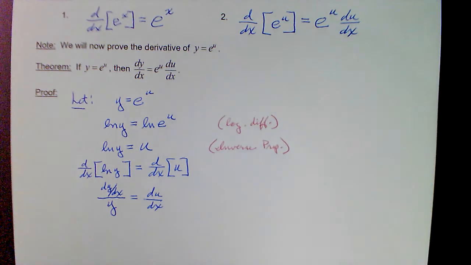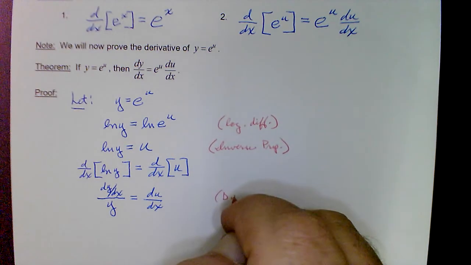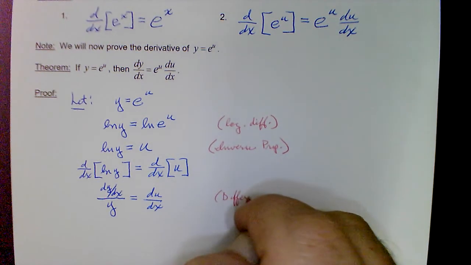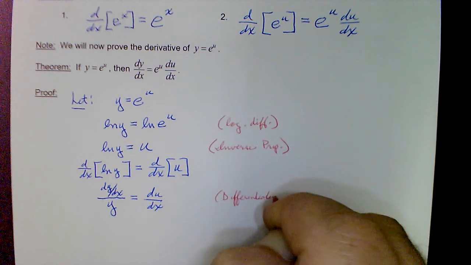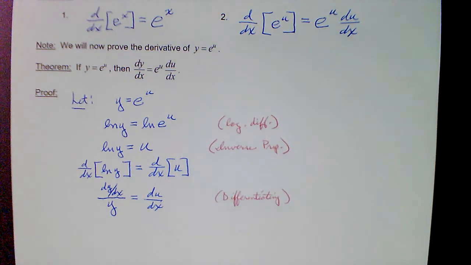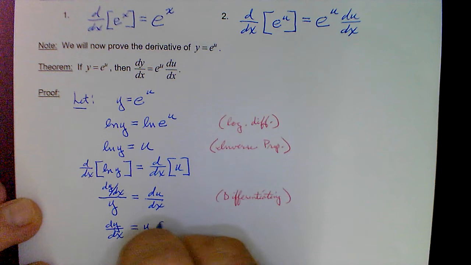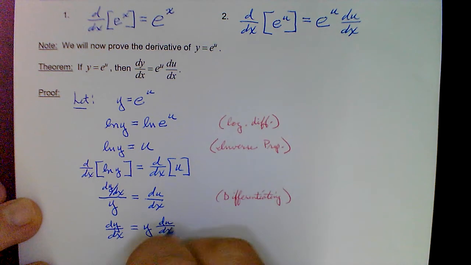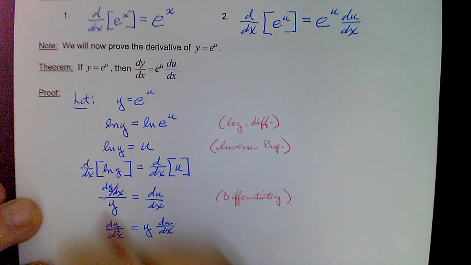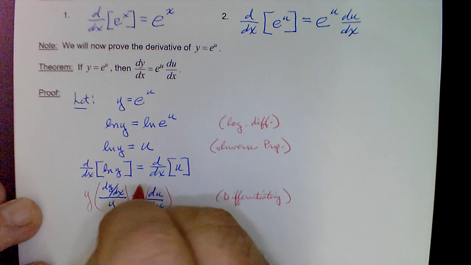Okay, and then we're going to multiply both sides. So this is differentiating. And then we're going to multiply both sides of the equation by y to solve for dy dx. So dy dx is y times du dx. You can show that if you like. It's not necessary, but if you want to show you're multiplying both sides by y, that's fine.